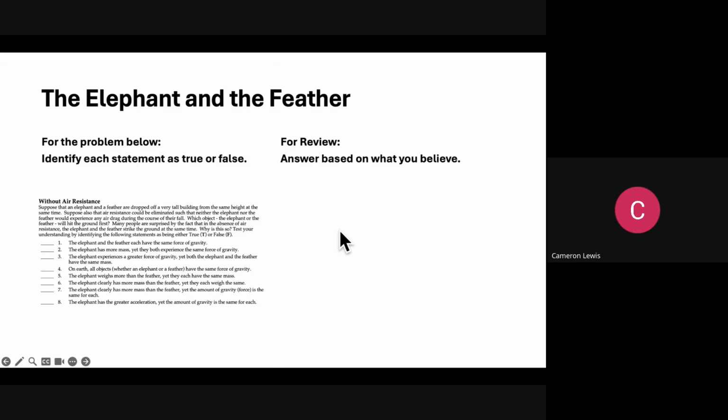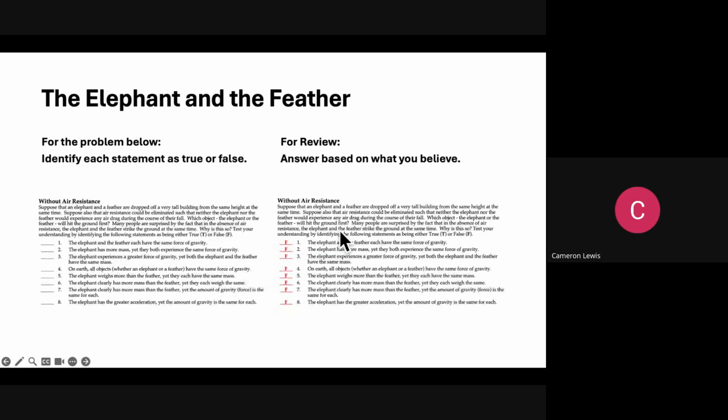Let's see how we did. Oh, they're all false. By amount of gravity, does it mean force of gravity or acceleration due to gravity? They put it in the parentheses, force. Yes, that's exactly what it is.